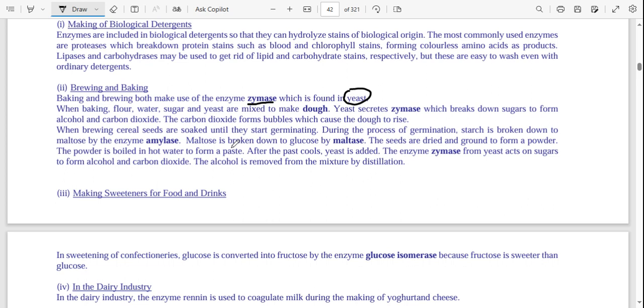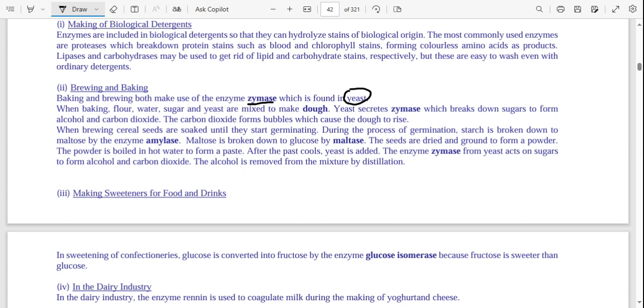Okay. So when you are baking, you are going to mix flour, water, sugar, and yeast to make a dough, so that it is able to come out big. So yeast will be able to secrete the enzyme zymase, and this enzyme will be able to break down the sugars which you are mixing, and you are going to form alcohol and carbon dioxide. This carbon dioxide which is produced is what forms bubbles which make that dough rise. Okay, that's how the flour starts to appear to be a lot.